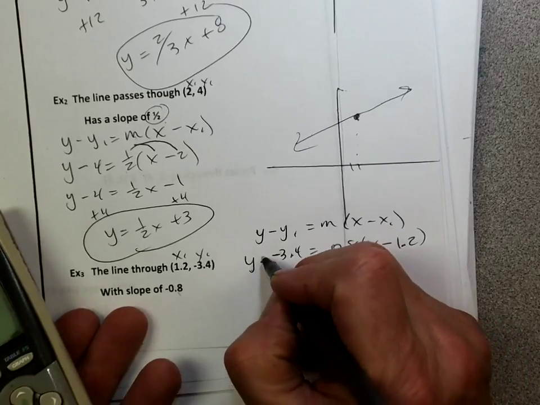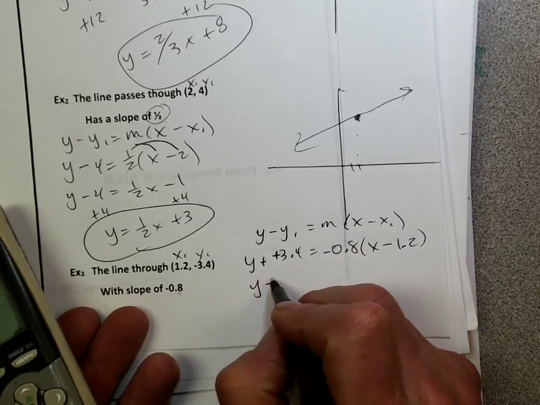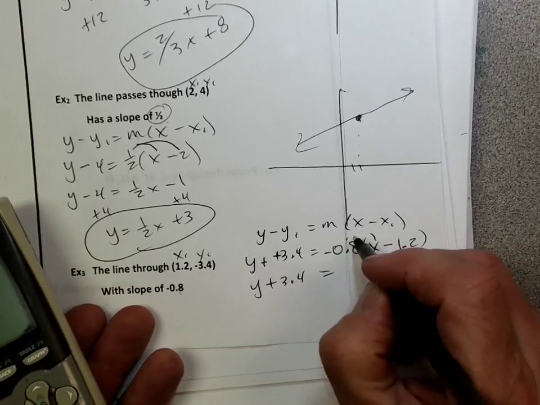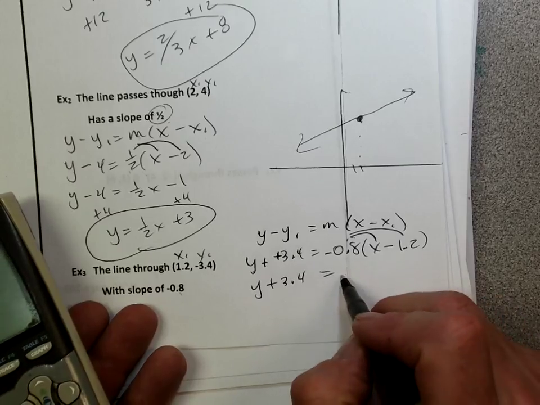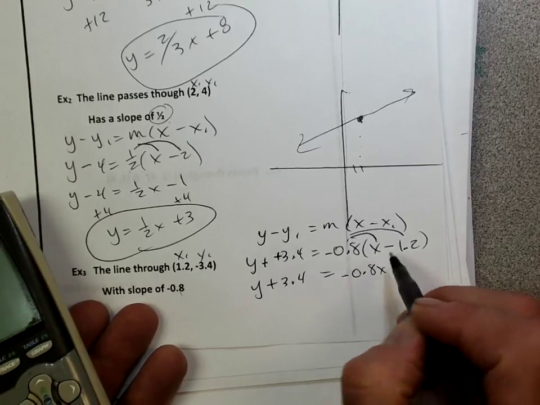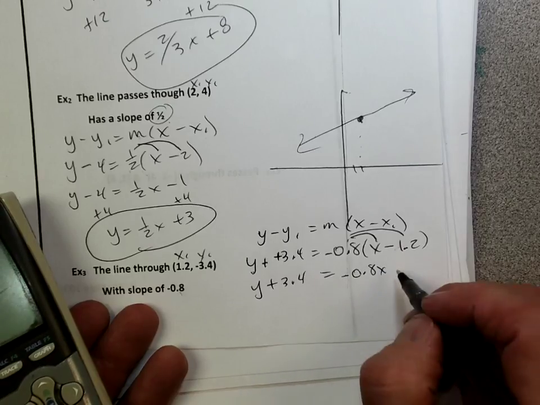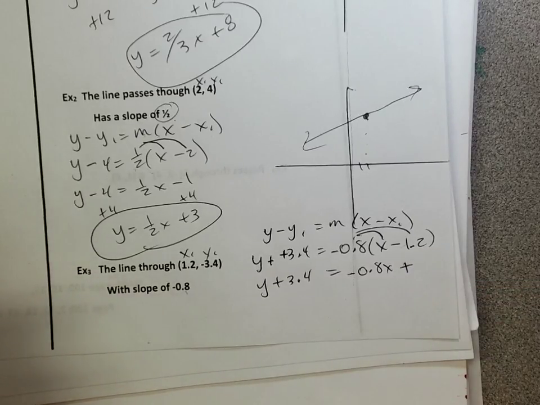Double negative, let's make that a plus. You guys okay with the plus? Minus a negative, we'll make that a plus. So I'll have y plus 3.4, right? Equals, and I'll distribute. Gotta go that times that, and that times that. So negative 0.8 times x, and negative 0.8 x. Negative times a negative is a positive. Let's see, 8 times 12 is what, 96. So I should get a plus 0.96 probably. Hold on, 0.12.